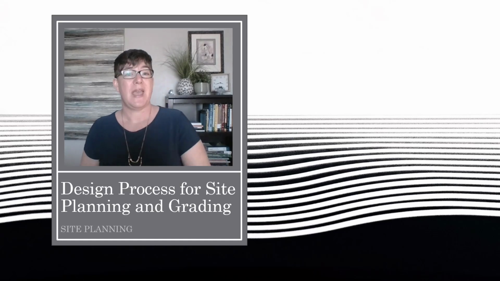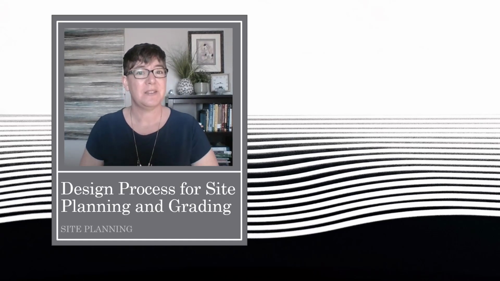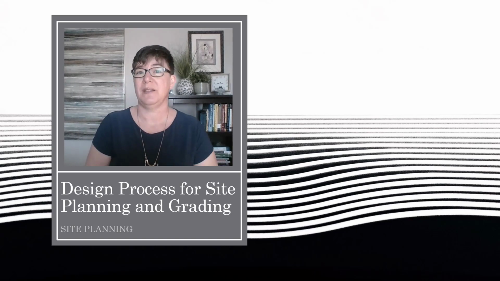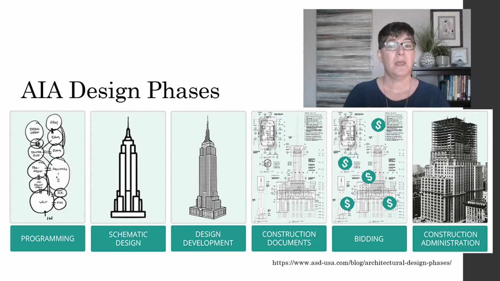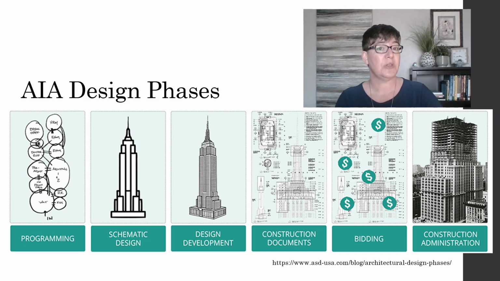You may be familiar with the AIA design phases for design and construction of buildings in general, and they look like this. You start out in the programming phase, deciding what to build and relationships between different program elements. Moving into schematic design, where we set up the basics of how those program elements are going to fit together. And then progressive design phases get more and more detailed: design development, construction documents, bidding, and construction administration.